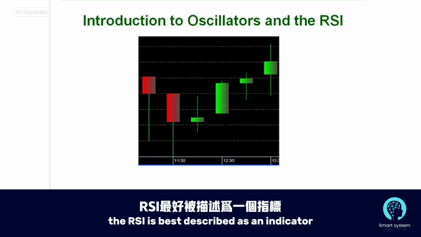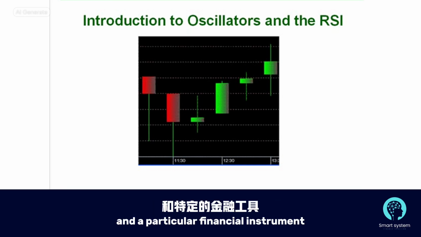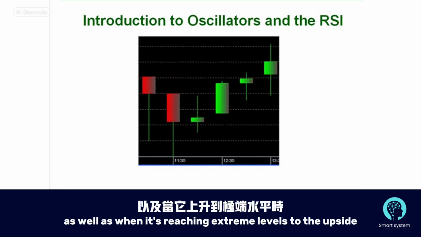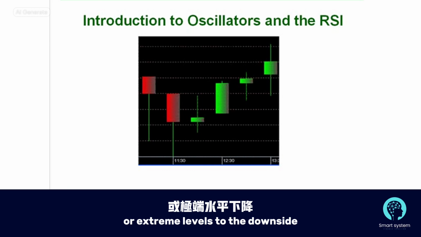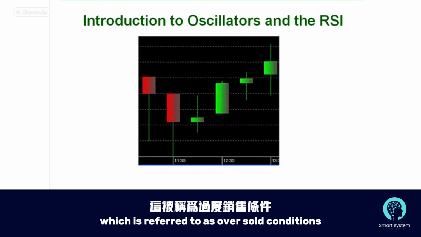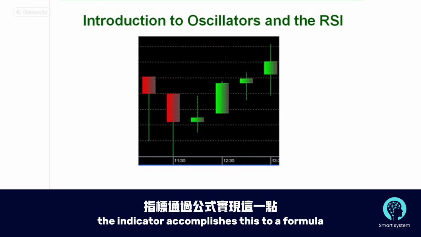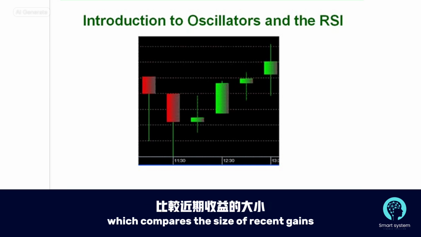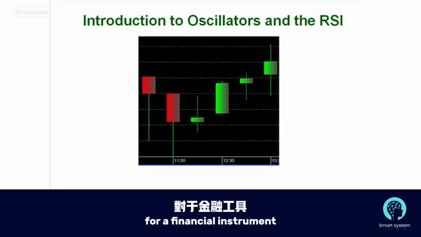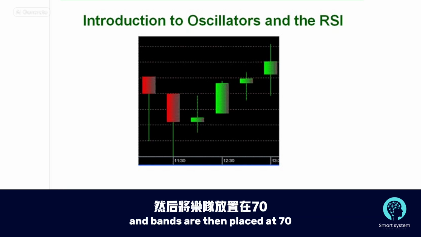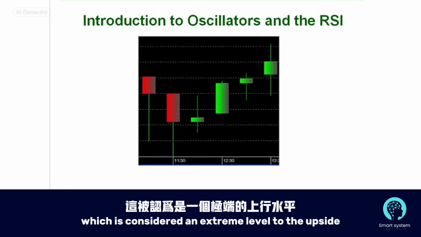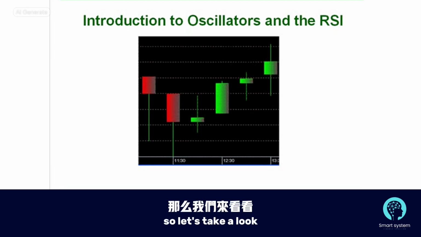The RSI is best described as an indicator which represents the momentum in a particular financial instrument, as well as when it's reaching extreme levels to the upside, which is referred to as overbought conditions, or extreme levels to the downside, which is referred to as oversold conditions. The indicator accomplishes this with a formula which compares the size of recent gains for a financial instrument to the size of its recent losses. The results are then plotted as a line which fluctuates between 0 and 100, and bands are then placed at 70, which is considered an extreme level to the upside, and 30, which is considered an extreme level to the downside. So let's take a look.